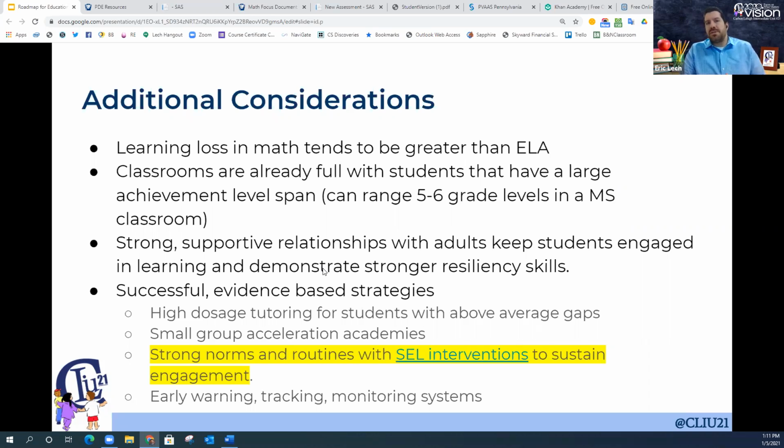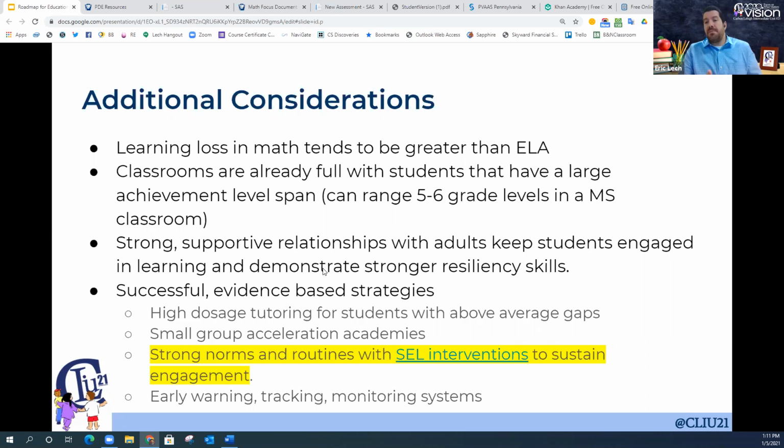Developing strong norms and routines with social emotional learning interventions are tremendously important at this time. Going beyond the content itself and thinking about that social emotional learning need for our students is going to be tremendously important, because keeping them engaged, keeping them on top of their studies is going to be so vital in that learning progression. And keep track of those students.